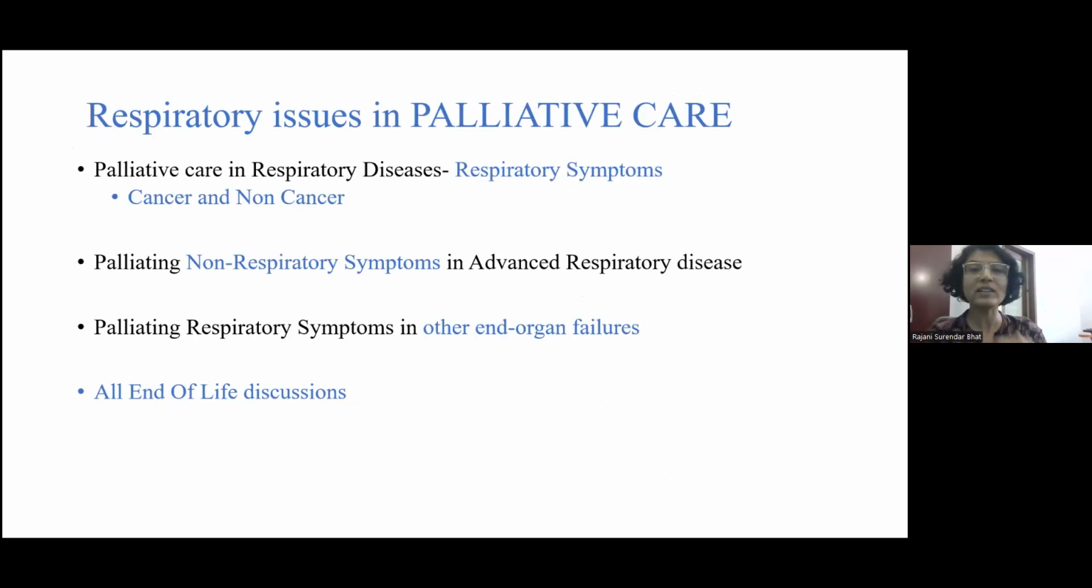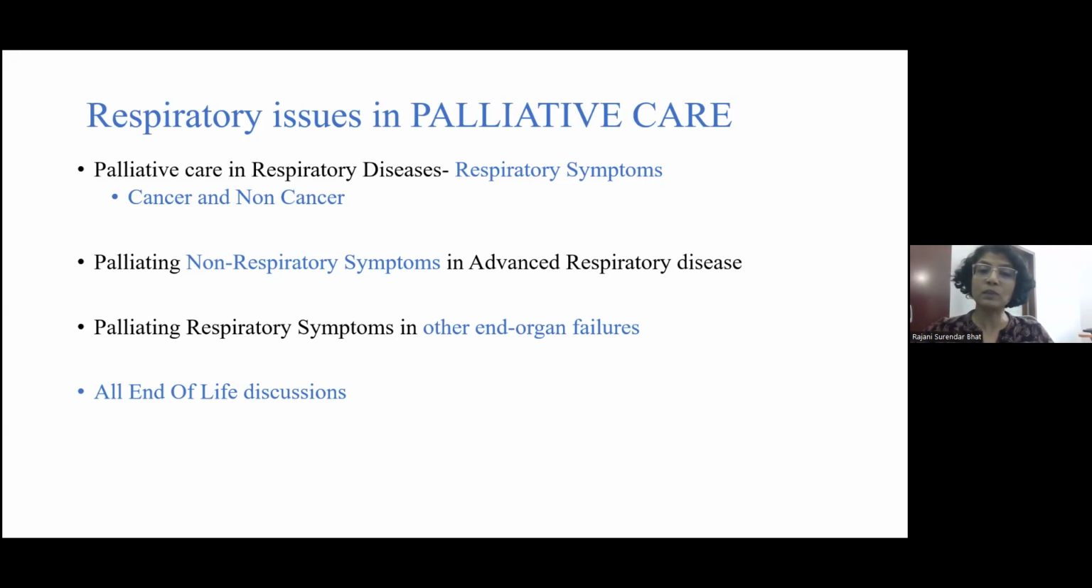So there are so many different aspects that come into palliative care and respiratory symptoms, right? Look at the large variety of patients who would be needing palliative care for respiratory issues. There is a need for palliative care in respiratory diseases or respiratory symptoms. If I have a patient with COPD who has breathlessness, that's a respiratory symptom in a patient with chronic respiratory disease. My patient with COPD could also have pain, could also have constipation, could also have sleep disturbance. So palliating the non-respiratory symptoms in advanced respiratory disease is also a huge felt need of that population.